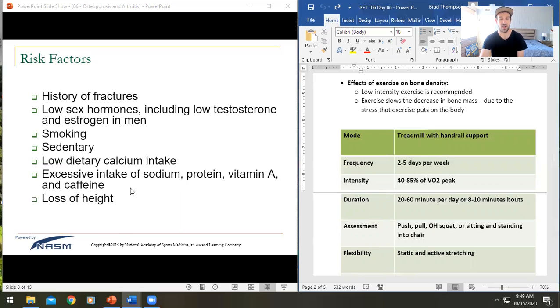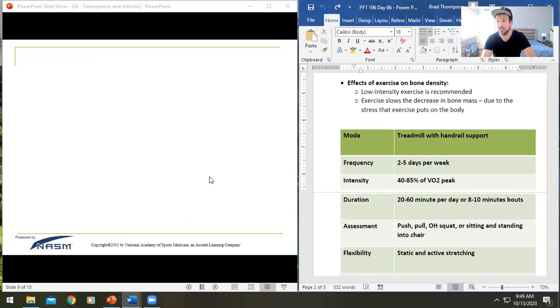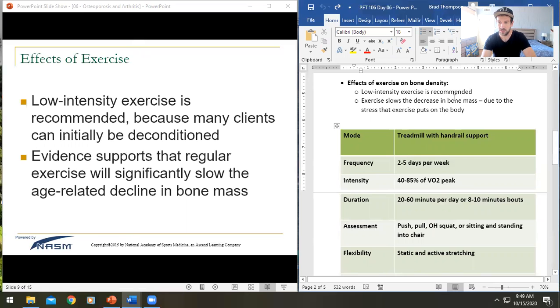Obviously, that makes sense. But here's an interesting one. Excessive sodium, protein, caffeine, and vitamin A have been shown to reduce bone density. Not that we don't like vitamin A, not that we don't like protein, not that we don't like sodium. Sodium is great for you in the right amounts. But those things actually interact with how your body is able to absorb calcium. So diets that are excessive in those areas can basically interrupt calcium's ability to interact with vitamin D. And then loss of height. If we notice that you are getting shorter, that's a sign that your bone density is decreasing.